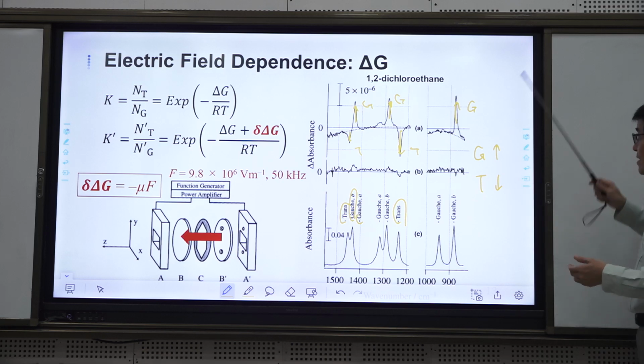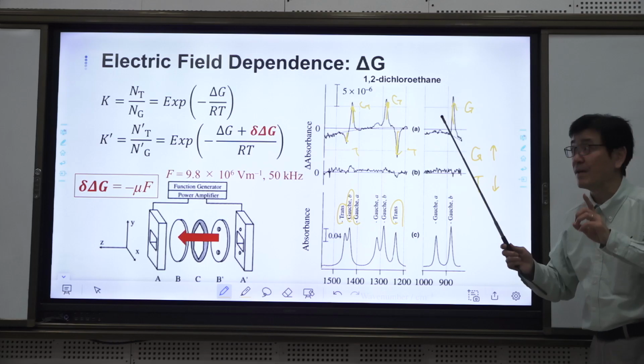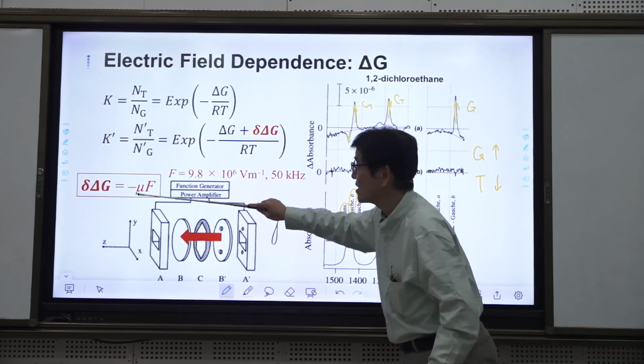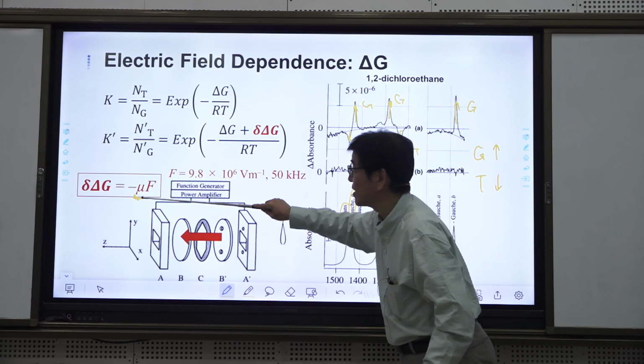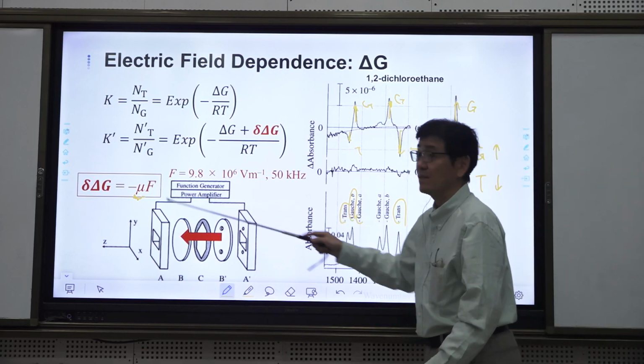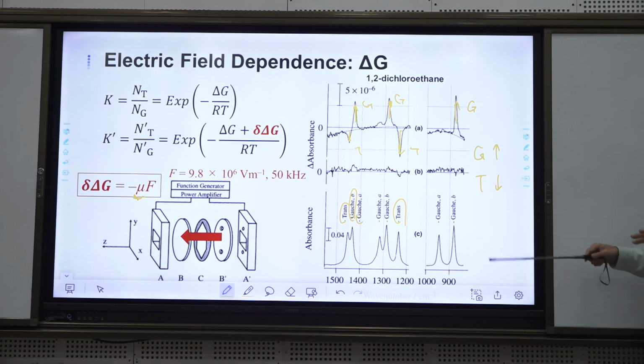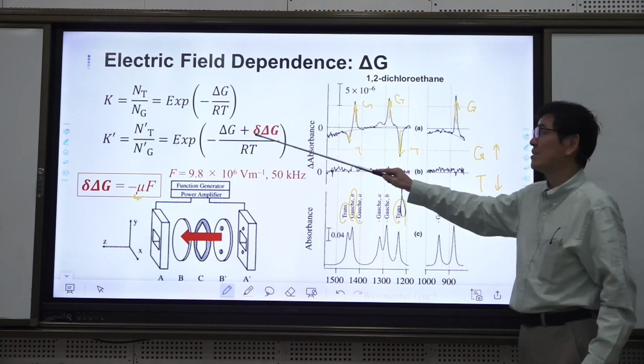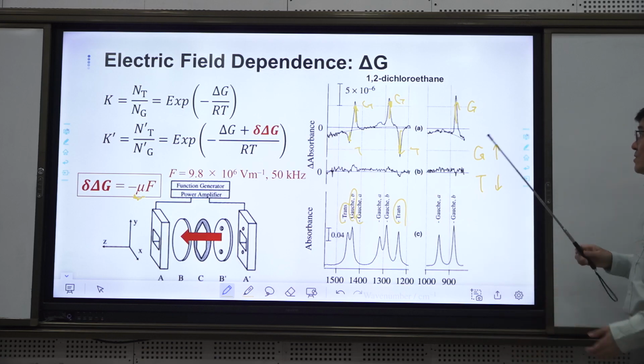It's natural. Gauche has a dipole moment, and this term is related to the permanent dipole moment. Trans form has no dipole moment. There is no additional term, so there is no energy gain. So only the gauche form got additional energy stabilization and increased the population.